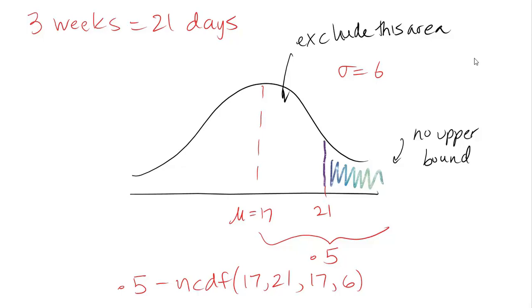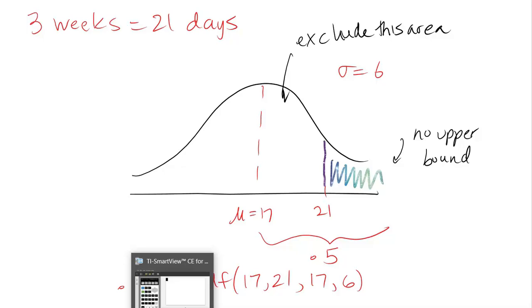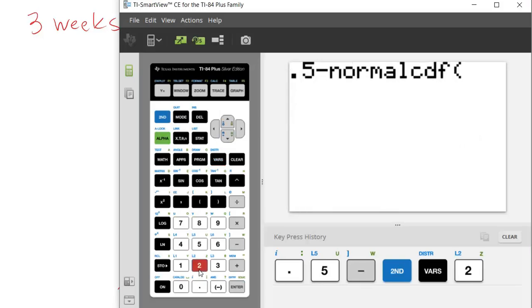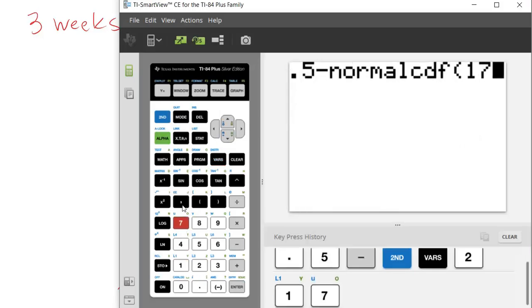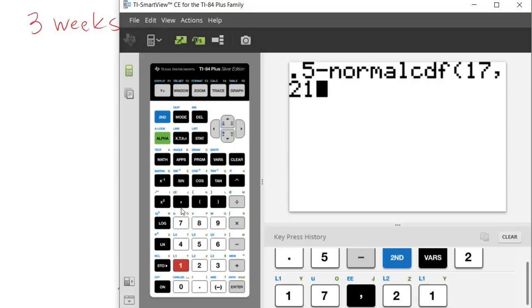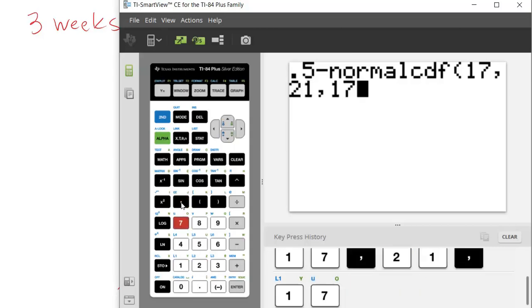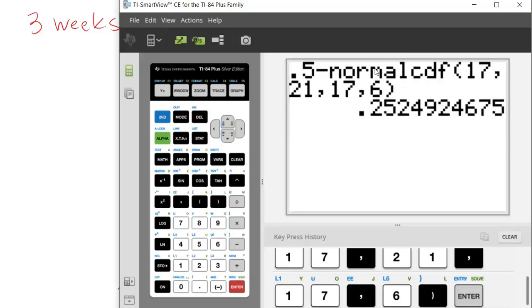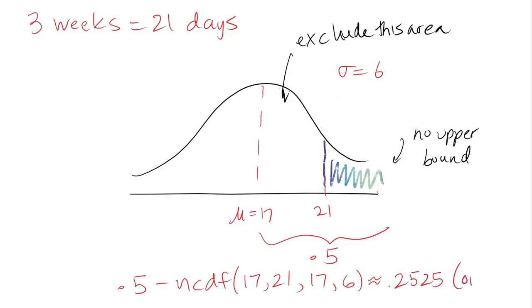Okay, so let's see if a significant proportion of these mosquitoes live longer than 3 weeks. This is 0.5 minus, second vars, choice 2. 17, comma 21, comma 17 again, because that's the mean, comma 6. And we get about 0.2525, or 25.25%. So a little more than a quarter of the females in this species live.